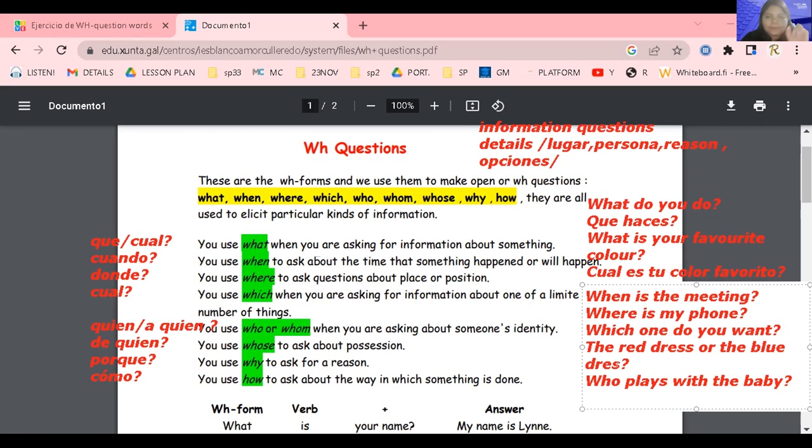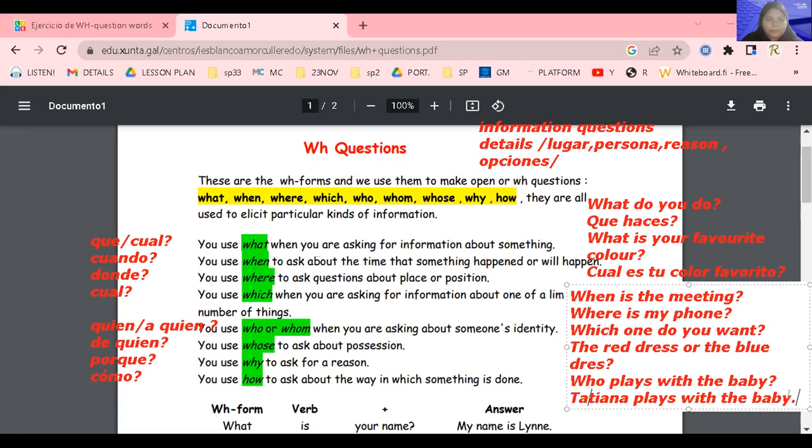Entonces, esta pregunta me está diciendo, ¿quién juega con el bebé? Yo quiero conocer la identidad de esa persona. Por lo tanto, en la respuesta yo voy a obtener el nombre de esa persona. Tatiana plays with the baby. Y acá esa pregunta es respondida con el nombre. La identidad de la persona que juega con el bebé.